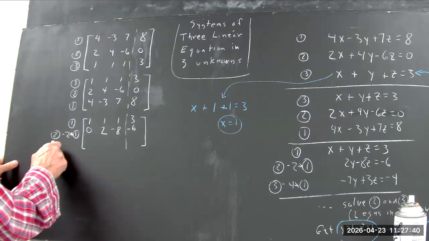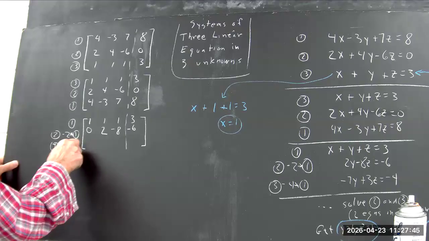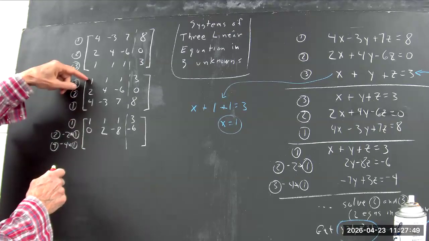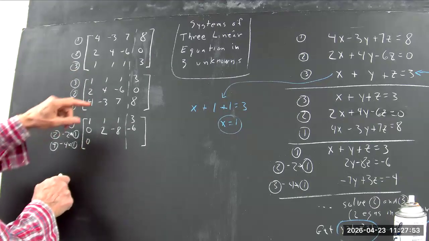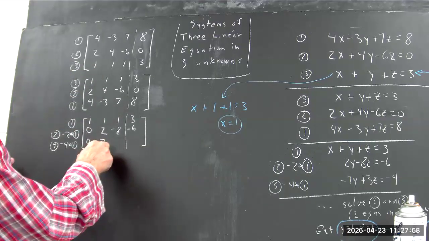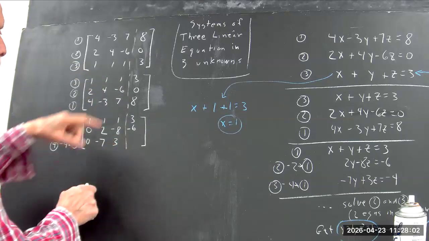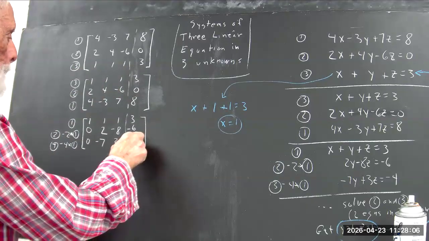Then we're going to do row 4 minus 4 times row 1, and without quoting and doing everything, 4 minus 4 times 1 is 0. -3 minus 4 times 1 is -7. 7 minus 4 times 1 is 3. 8 minus 4 times 3 is -4.